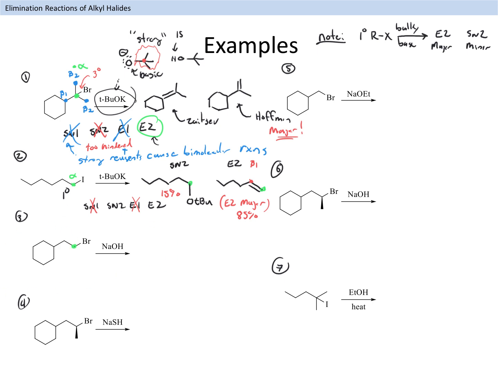Here we see a primary alkyl bromide reacting with sodium hydroxide. We start our analysis by noting again that primary alkyl halides will not undergo SN1 or E1 reactions due to the instability of primary carbocations. We can then look at the reagent to see if we can determine if substitution by SN2 or elimination E2 is favored for this reaction.